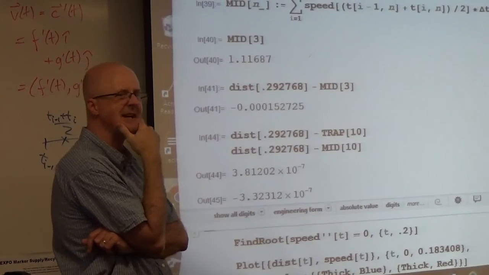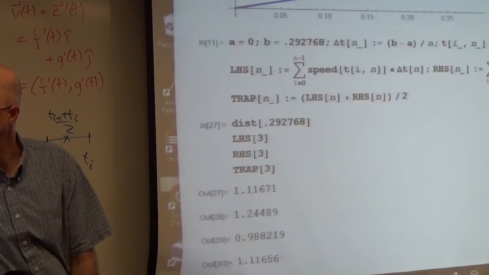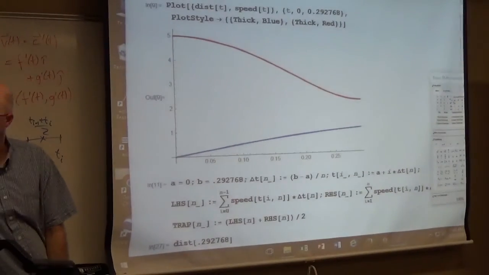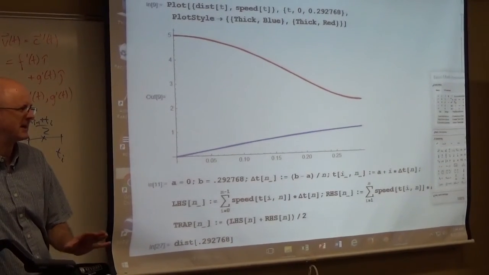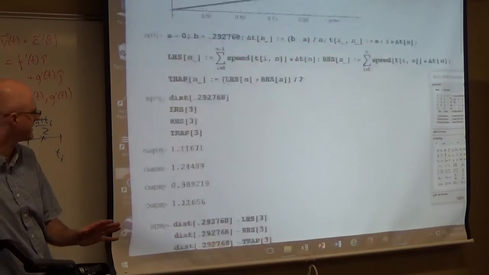I'm thinking it's because the graph is mostly concave down, though a little bit concave up, and so maybe because of that mixture of concave down and concave up, the midpoint's not doing twice as well.